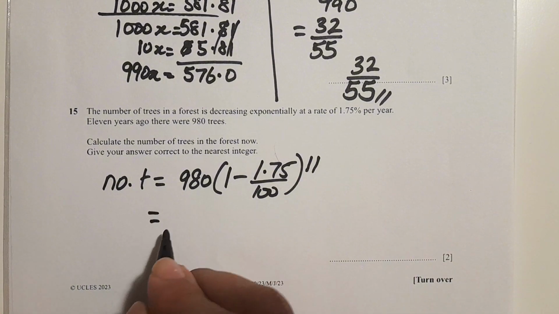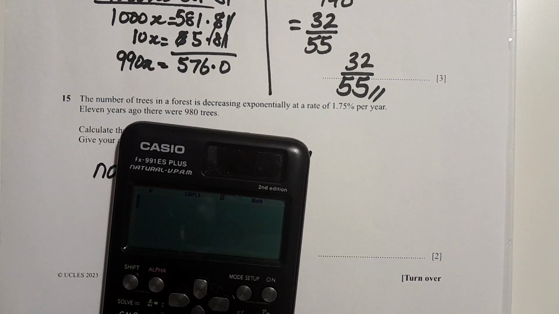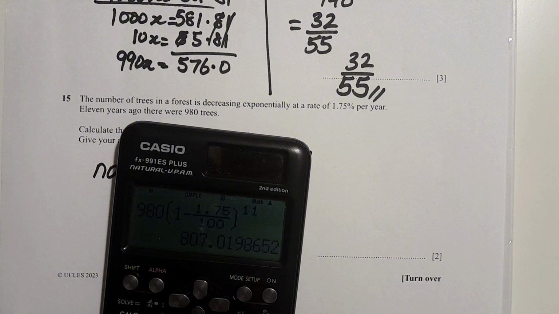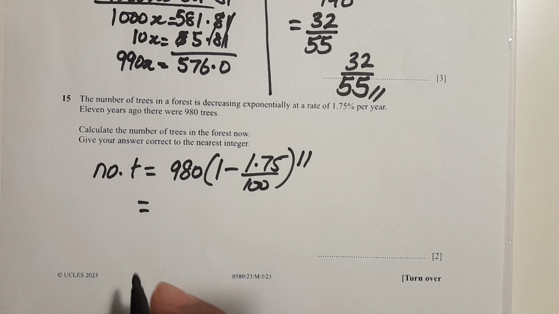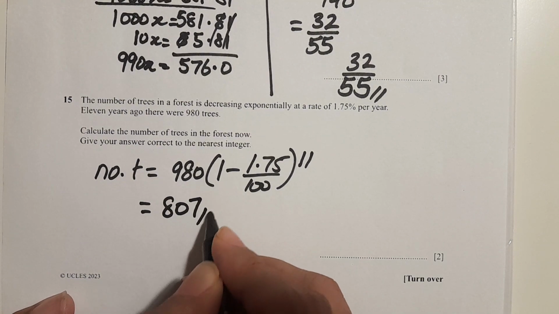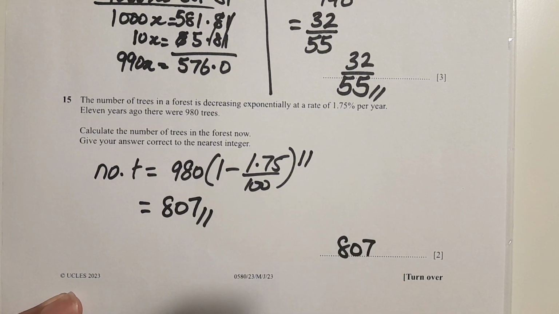So by using the calculator, we will do 980, brackets open, 1 minus 1.75 divided by 100, to the power of 11. So the answer is 807, the number of trees after 11 years. So 807 will be the final answer for question 15.